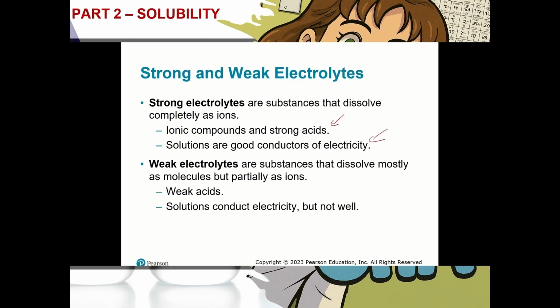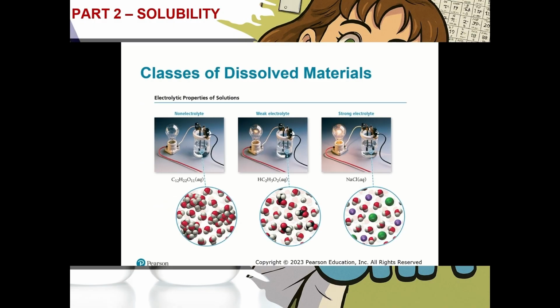Weak electrolytes are substances that dissolve mostly as molecules but partially as ions. So weak acid solutions will conduct electricity, but not as well as the strong electrolytes. Then we have the non-electrolytes, molecular compounds that will not dissociate, like sugar molecules. Weak electrolytes, like weak acids such as acetic acid and hydrofluoric acid, will dissociate just partially, and the strong electrolytes are the strong acids and ionic compounds such as sodium chloride.